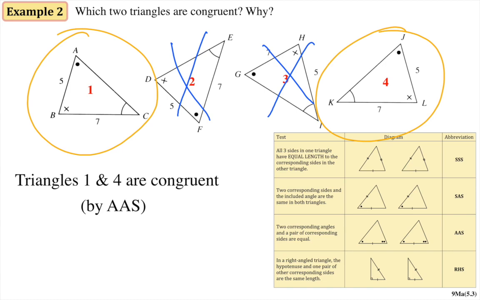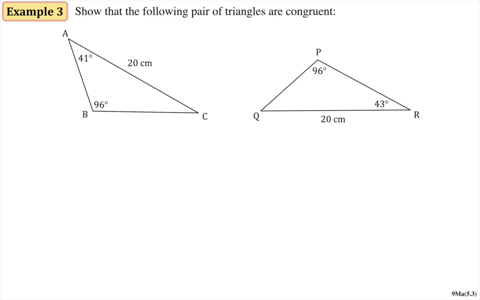Oh, I could have got away by using angle, angle, side. I could have used side, angle, side, although I'd have to be careful because that might have actually accidentally given me this one. So I've got to do a lot more testing there. But when you carefully test it, you can find out which triangles are identical or congruent.